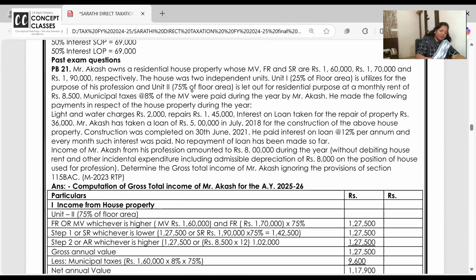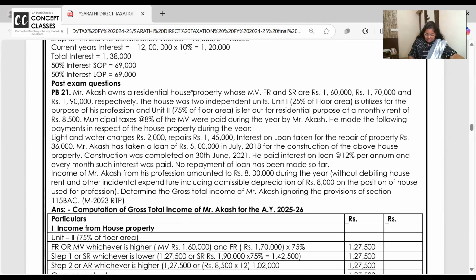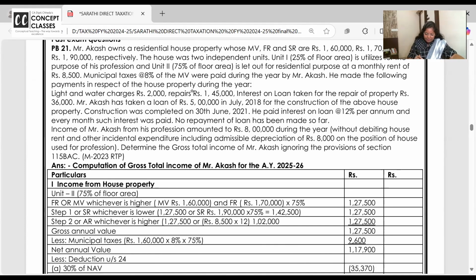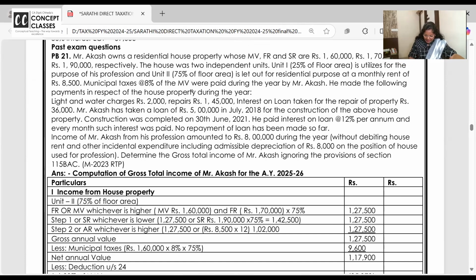21st problem is homework for all of you. You do it on your own. It's a past exam question. I don't know, that time they didn't ask for 7. They've asked it for 8 marks. Still, if you want, we can check it orally.